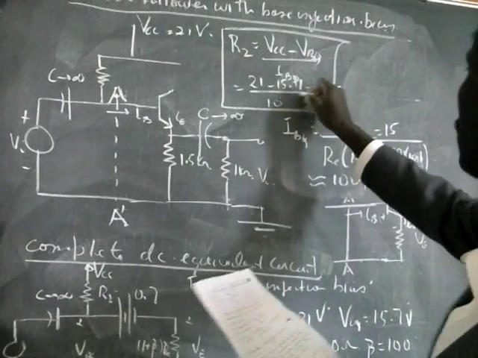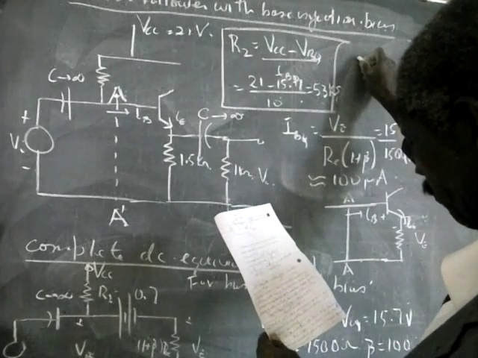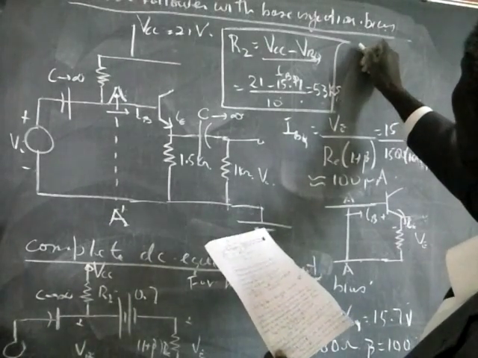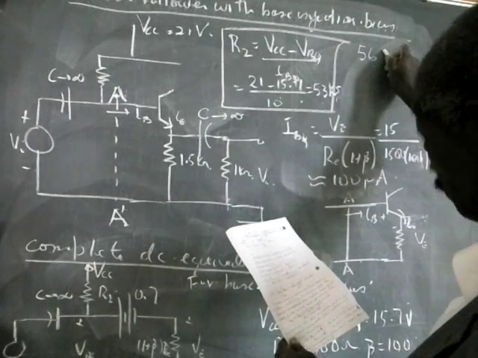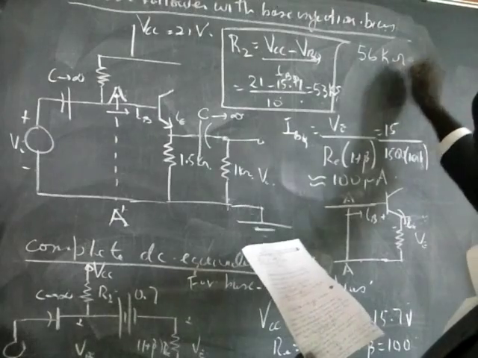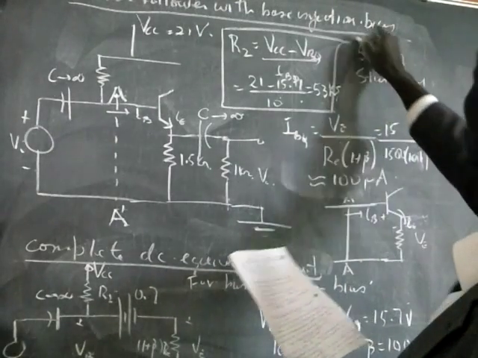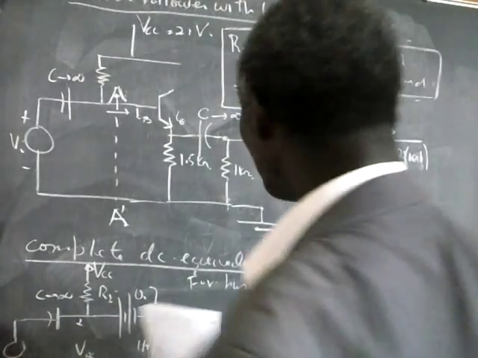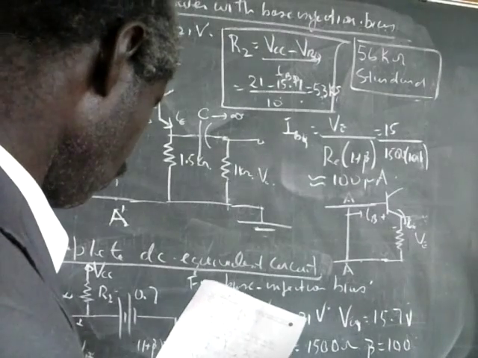For this, we see that standard value of 56 kilo ohms is used in practice. A standard value of 56 kilo ohms. That's used in practice. Here we calculate it to be 53 kilo ohms, but in practice, standard value of 56 kilo ohms is used.